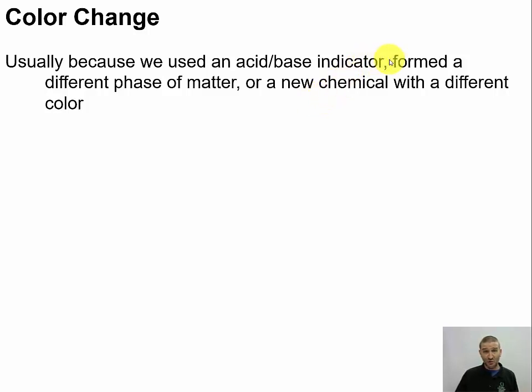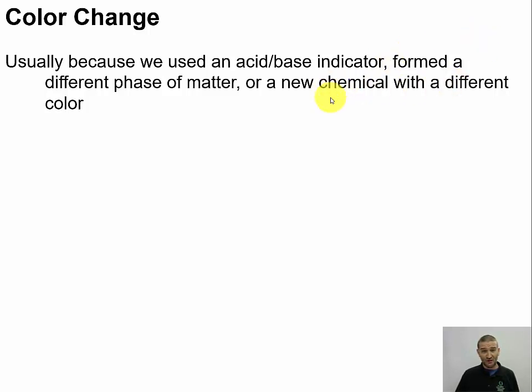We could have a color change because we formed a different phase of matter. So something that was dissolved turns solid. A good example of that is when you look at the powder in Kool-Aid, it's one color. When you dissolve it, it's a different color. Now notice that's not a chemical reaction. Sometimes just changing your phase of matter can give you a color change, but it could also be from a reaction. We have to look a little more deeply to know.